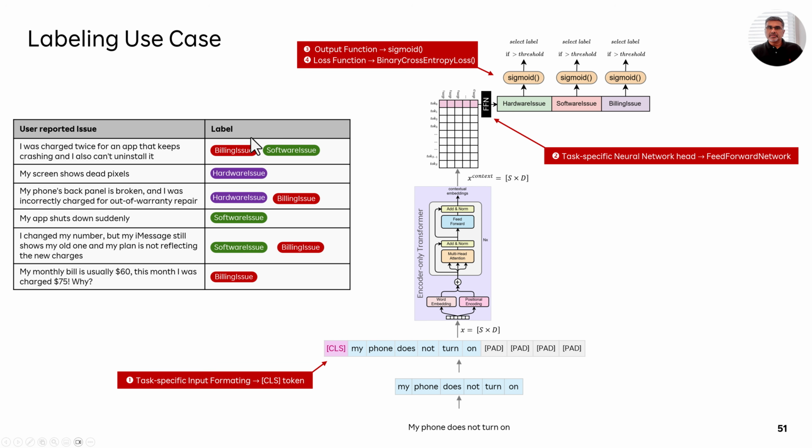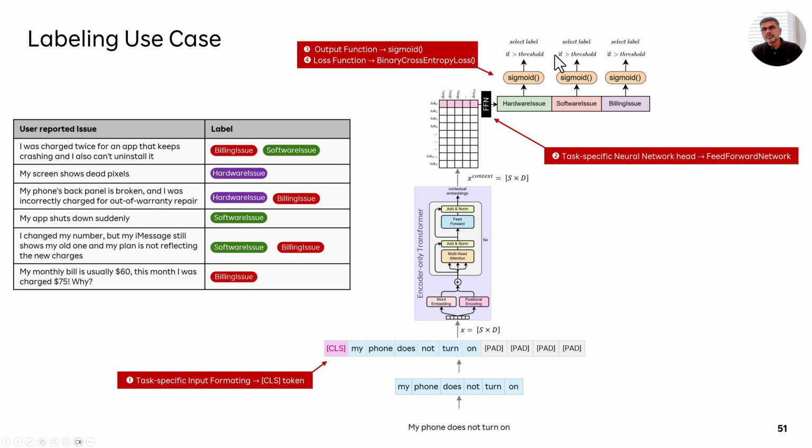Because there are three potential labels that you could assign to each of these issues, and because zero or more such issues can be assigned, you're going to use sigmoid as the output function. Remember that a sigmoid squashes a value between 0 and 1. I can use a thresholding function on top: if the incoming logit value, once I pass it through sigmoid, is greater than the threshold, then I'm going to select that label as applying to this incoming issue.